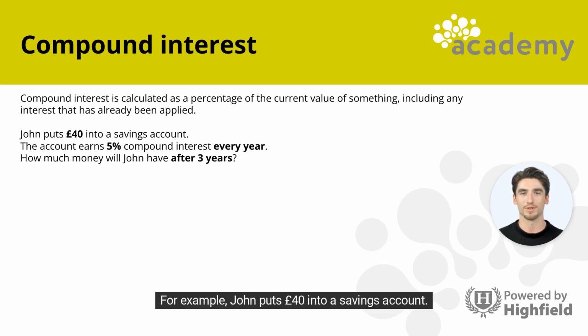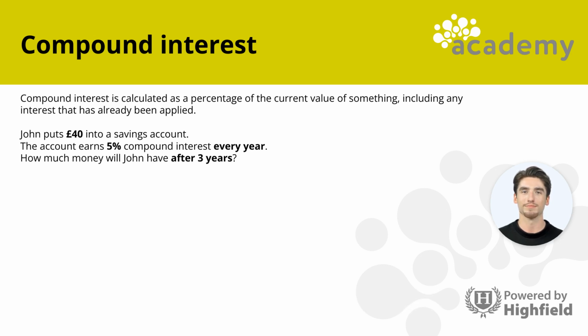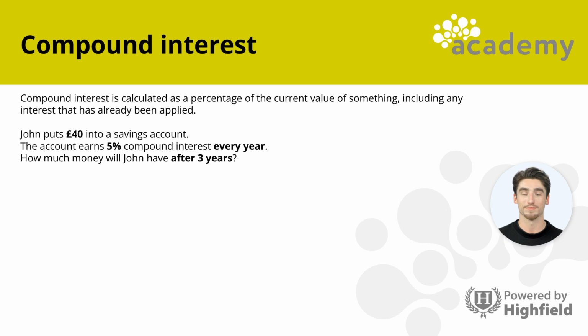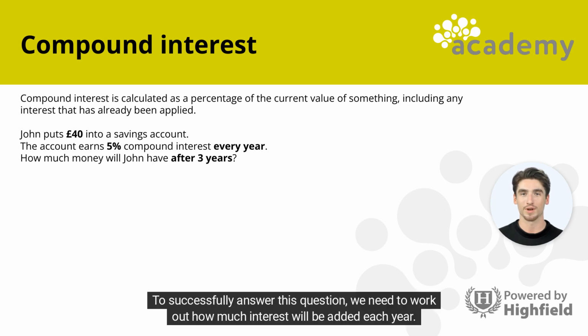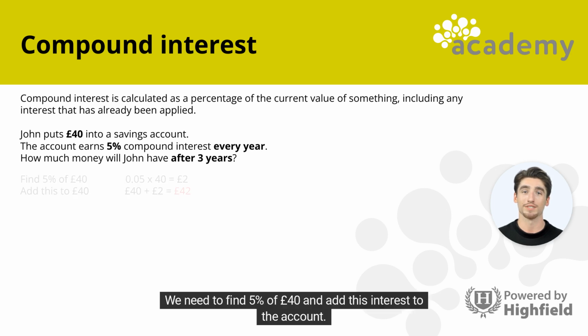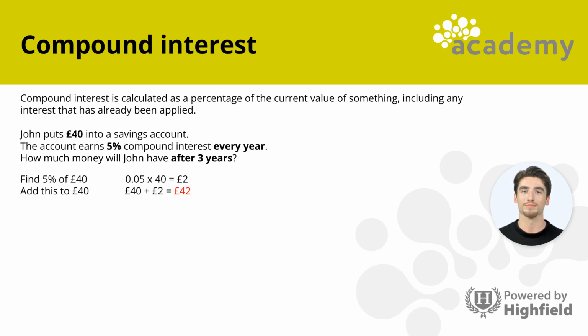For example, John puts £40 into a savings account. The account earns 5% compound interest every year. How much money will John have after 3 years? To successfully answer this question, we need to work out how much interest will be added each year. In the first year, John has £40. We need to find 5% of £40 and add this interest to the account.